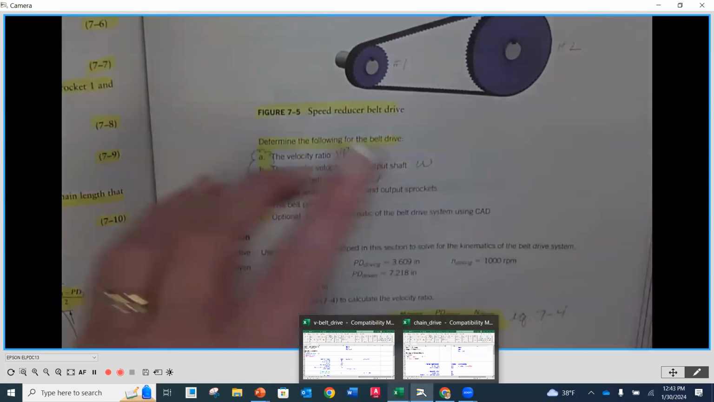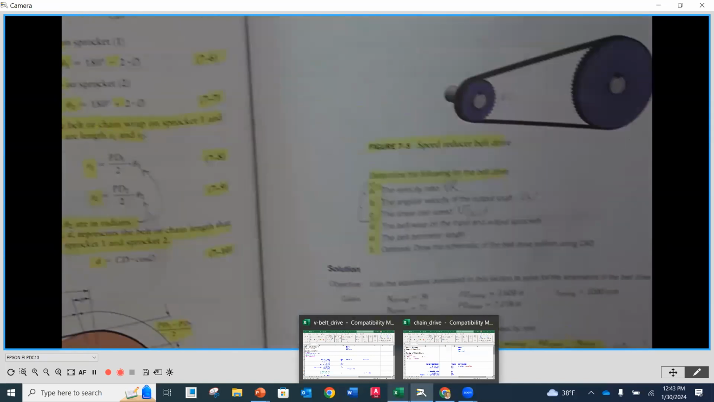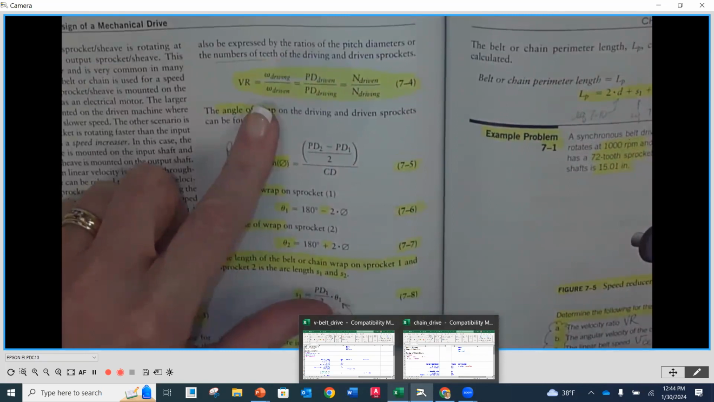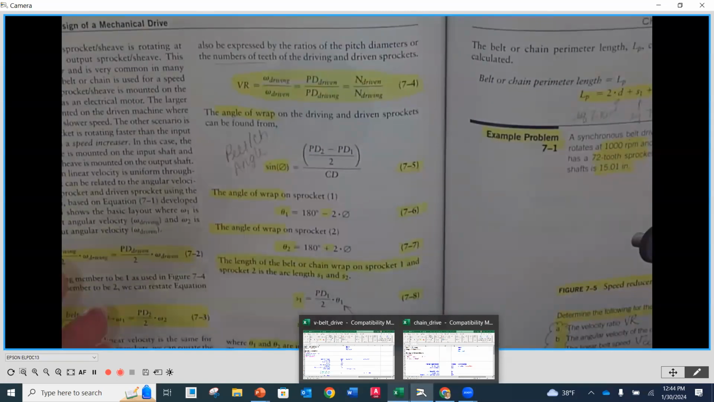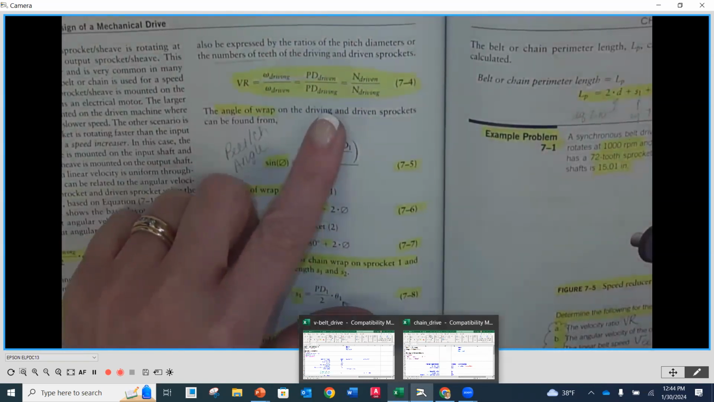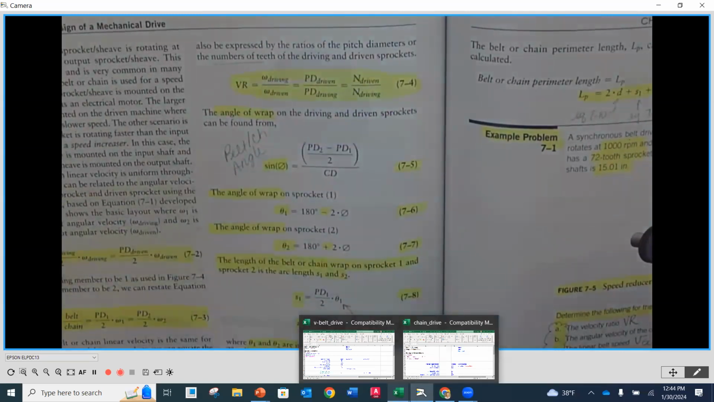So as we look here at velocity ratio, if we go back just one page, you'll notice that we can calculate our velocity ratio one of three ways that they present here. We want to look at the information that we're given and decide which one of these would be most appropriate. We can do it with rotational speeds on the input and output, with the pitch diameters, or with the number of teeth. Now, which one can't we do here?